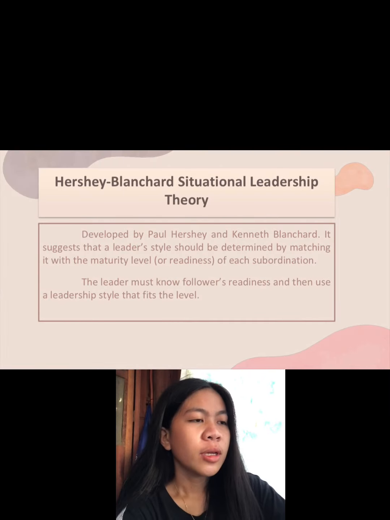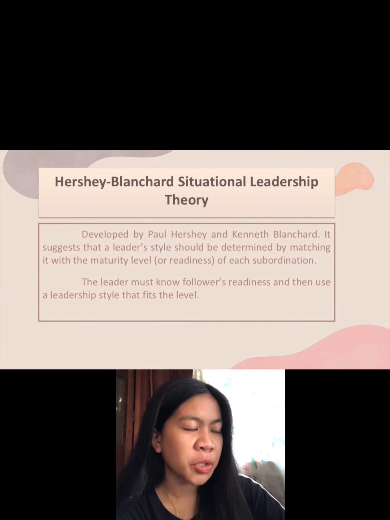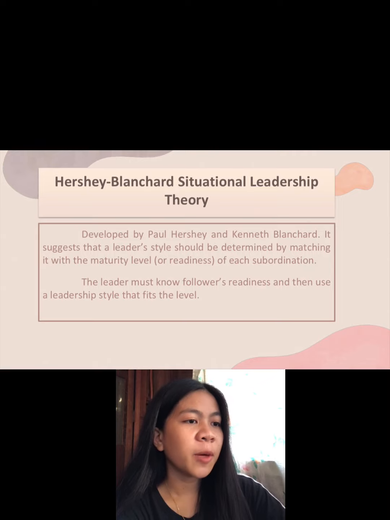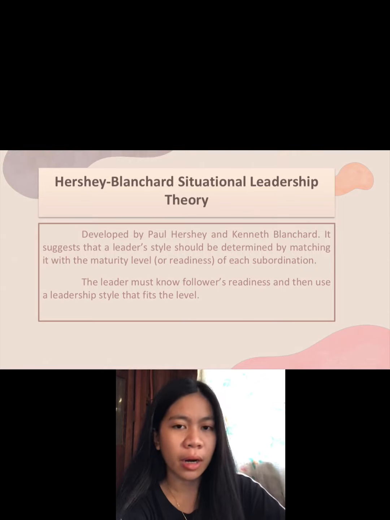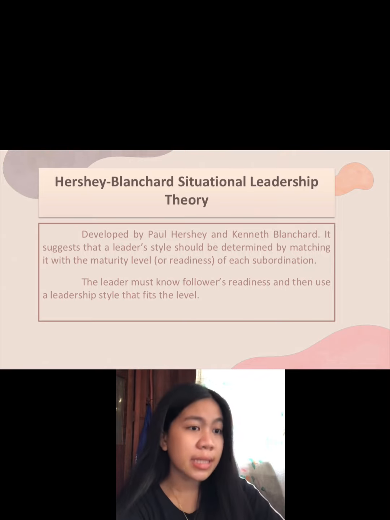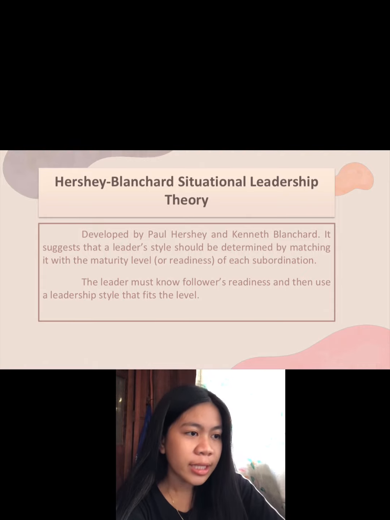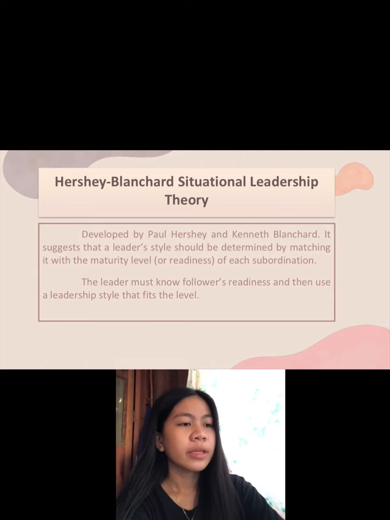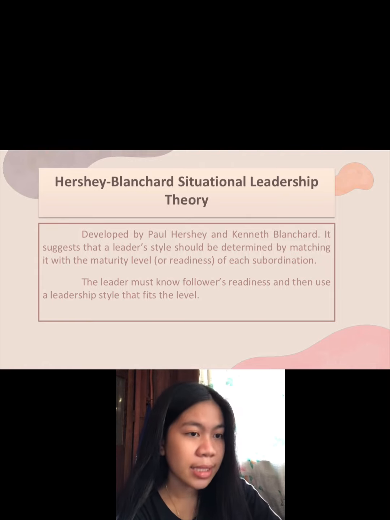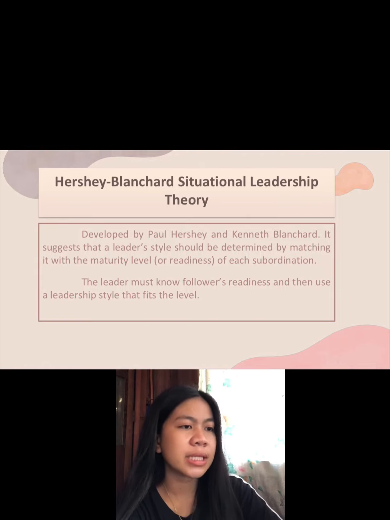Moving on, we have the Hersey-Blanchard situational leadership theory developed by Paul Hersey and Kenneth Blanchard. It suggests that the leader's style should be determined by matching it with the maturity level or readiness of each subordinate. The leader must know followers' readiness and then use a leadership style that fits the level.